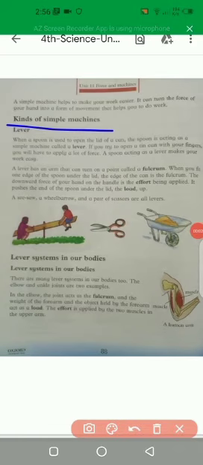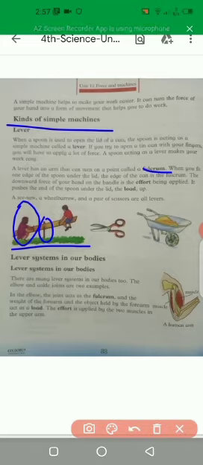Kinds of simple machines. Lever is the best example of a simple machine. In this picture you can see there is a seesaw. This point of the seesaw is known as the fulcrum. We can say that the pivot point of a lever is the fulcrum. This one is the load and this is the effort.